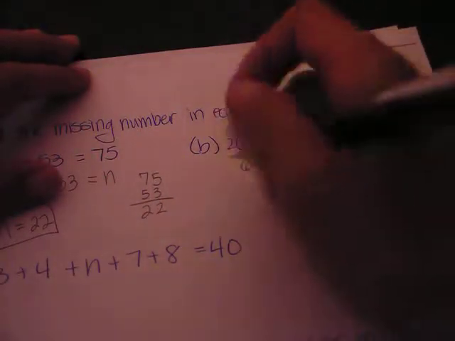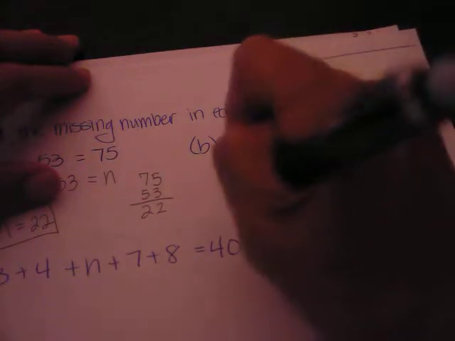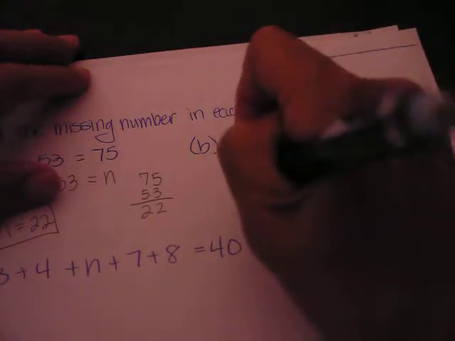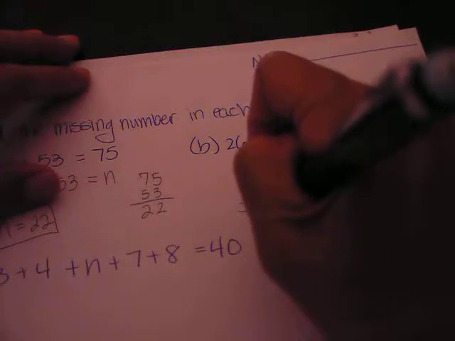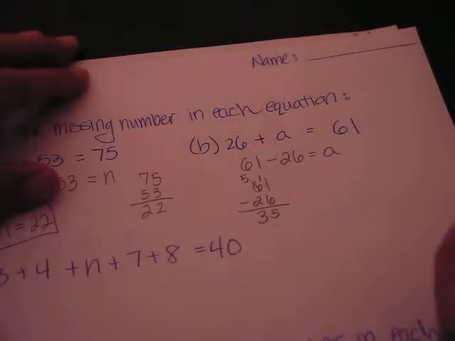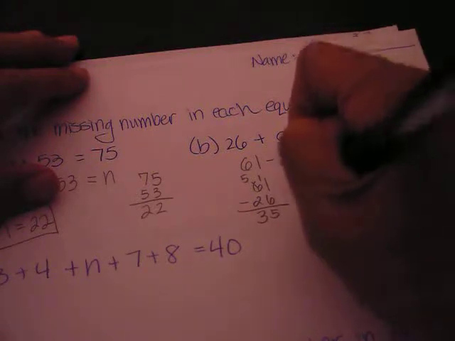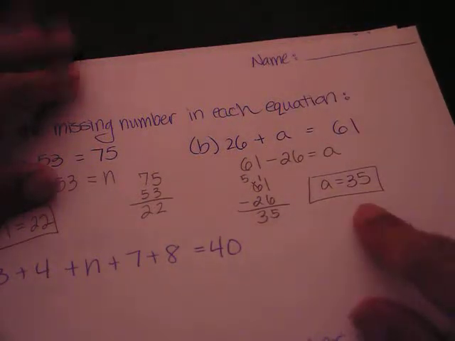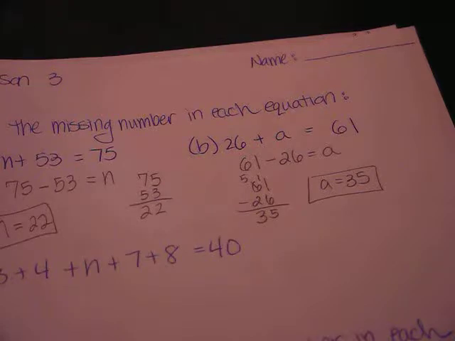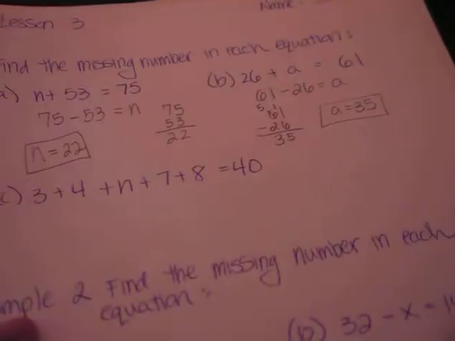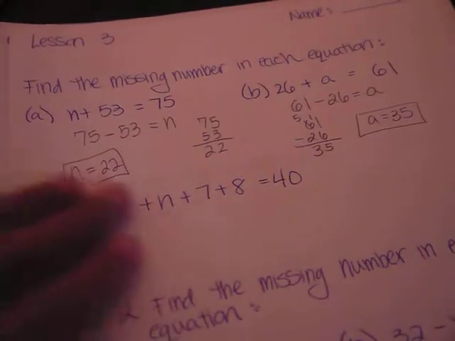All right, so we're going to have to do that problem out. Here we go. And I have 35. So the way we want to show that final answer is a equals 35 and box it because that's nice and pretty.